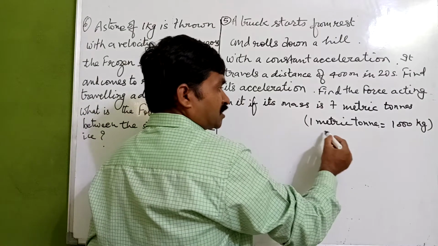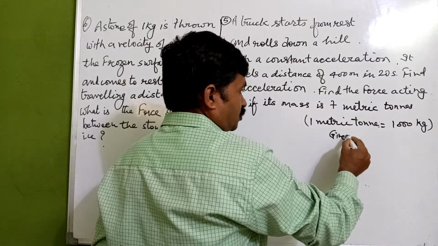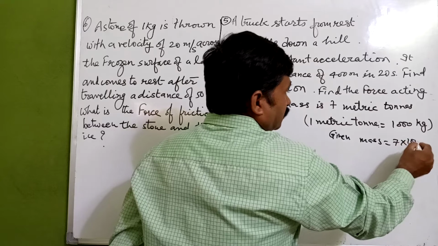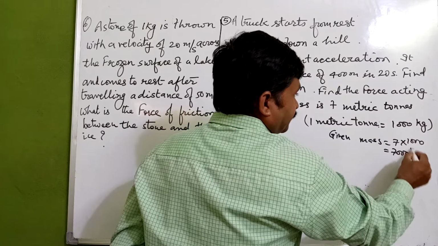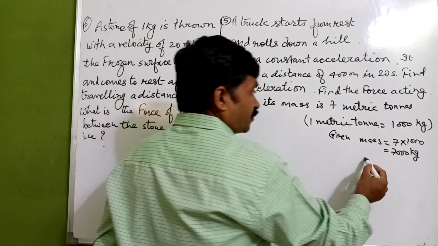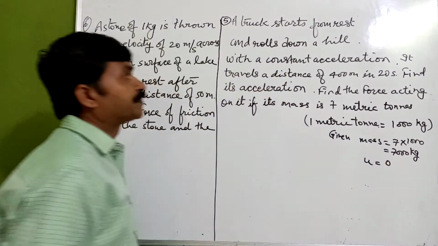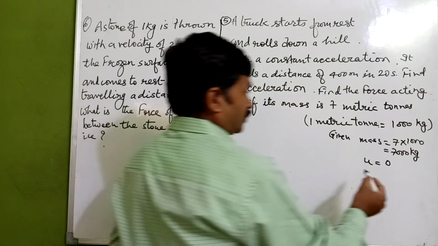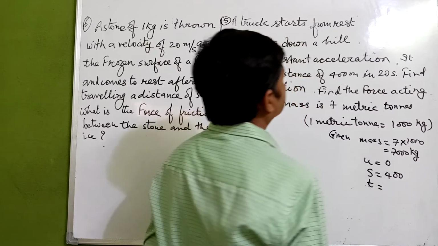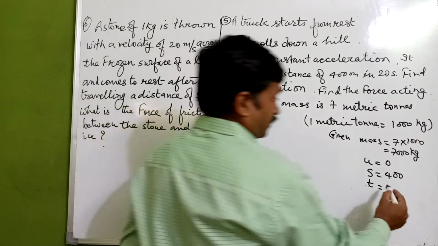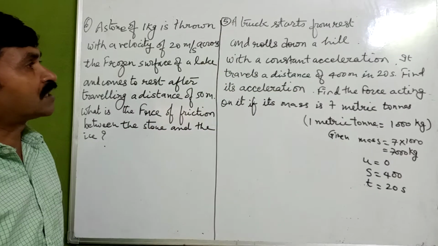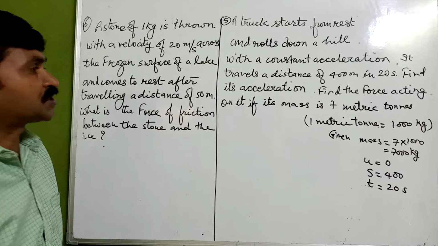Now see here, what is given to us that we first need to know. Mass is given to you, that is 7 into 1000, that is 7000 kg. Initial velocity is 0 because it starts from rest. S is also given to you, that is 400 meter. And time is also given to you, that is 20 seconds. Now with a constant acceleration, find the force acting on it.